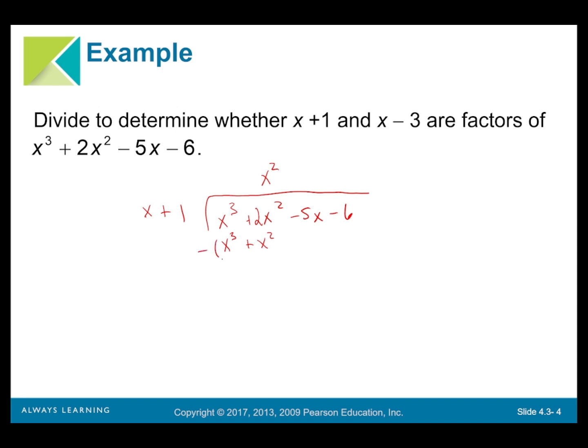Now we're going to subtract away that term. And notice I wrote in parentheses to make sure we subtract the whole thing. That negative needs to be distributed to the terms in here. If I carry out that subtraction, I'm looking at x cubed minus x cubed, which gives me 0, and 2x squared minus x squared, which gives me an x squared. Now I drop the minus 5x.